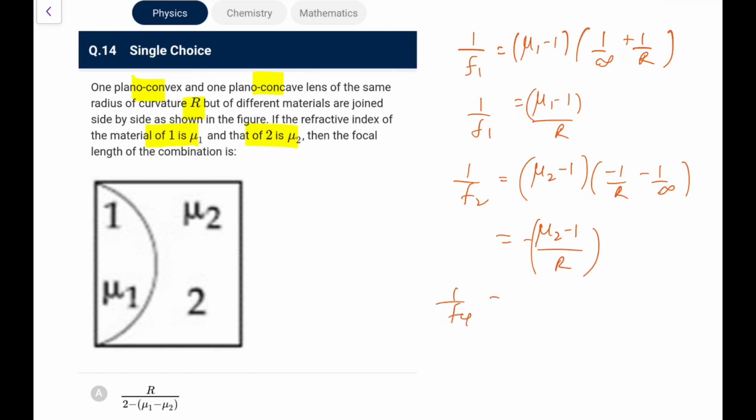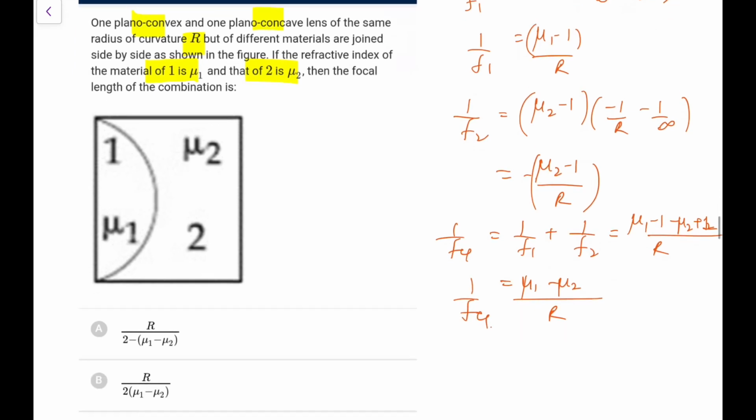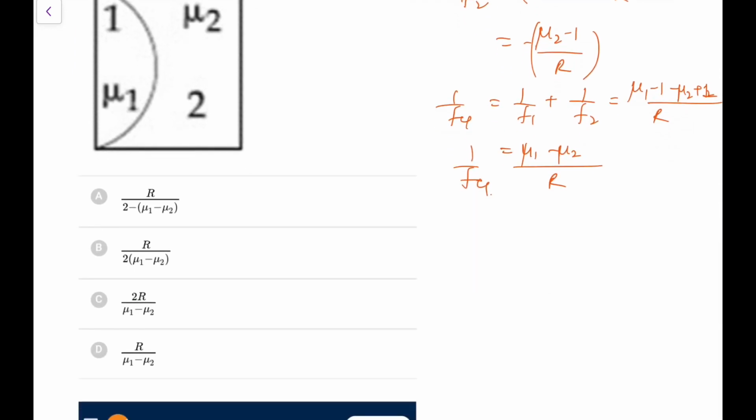So 1 upon f equivalent in combination would be 1 upon f1 plus 1 upon f2. So taking the LCM, r, we get mu1 minus 1, minus mu2 plus 1. Sorry, I had taken the wrong sign at first. So what we are left with is (mu1 minus mu2) upon r. This is 1 upon f equivalent. So f equivalent is r upon (mu1 minus mu2). So as per this, the option is D.